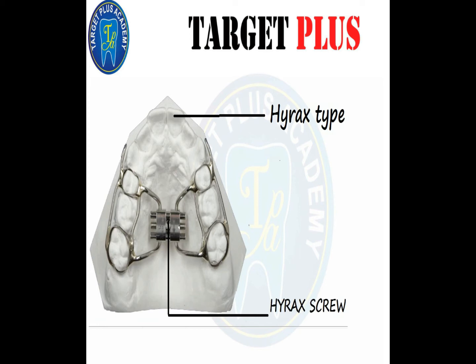Now the second type is the Hyrax type. This type of appliance makes use of a special type of screw known as Hyrax, that is, hygienic rapid expander. It has heavy gauge wire extensions that are adapted to follow the palatal contour and are soldered to bands on the premolar and the molar. Now these can be banded Hyrax appliances or bonded Hyrax appliances.